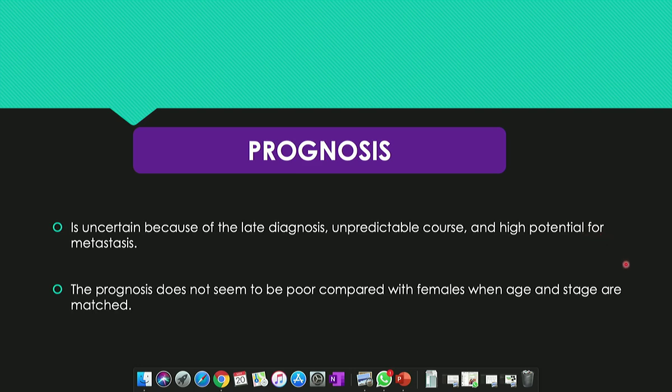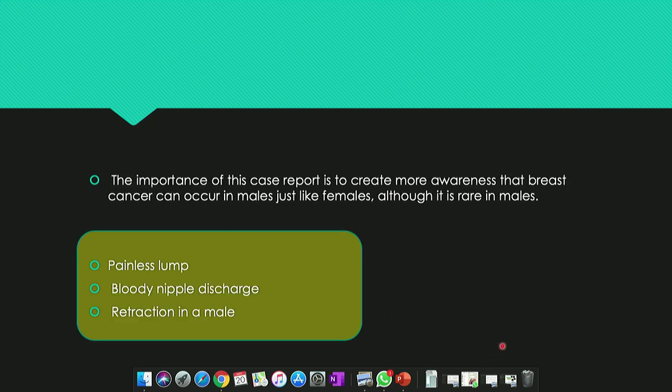The mainstay of treatment is based on local and regional control of the disease with surgery. The prognosis does not seem to be poor compared with females when age and stage are matched. The importance of this case report is to create more awareness that breast cancer can occur in males just like females, although it is rare in males. A painless lump, bloody nipple discharge, or retraction in males, especially at an elderly age, requires evaluation and confirmation of cancer. Compliance with treatment modalities is necessary to ensure good outcomes.